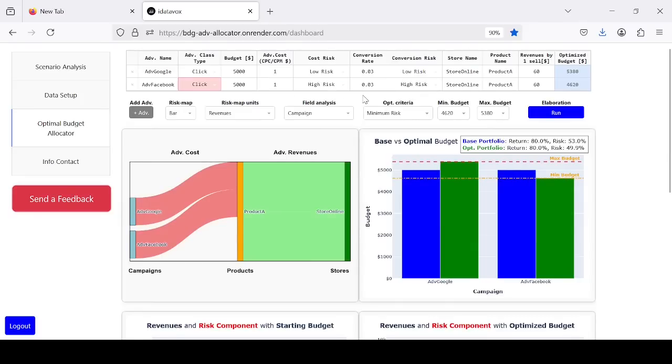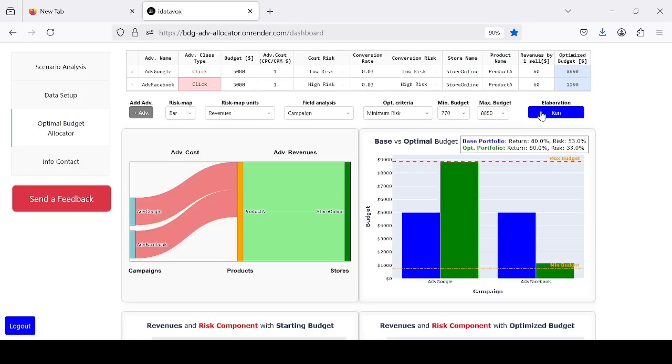Using our platform, let's make an optimized budget reallocation. But before, let's set a minimum budget of $770 and a maximum budget of $8,800 per campaign. Then let's run the optimization. In such a simple case, it is clear that the budget of the low-risk Ad Google campaign increases, while the exposure to the high-risk Ad Facebook campaign decreases.